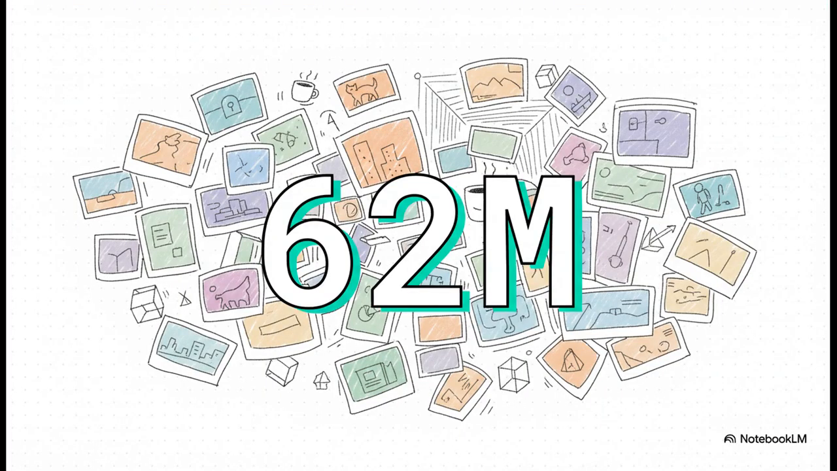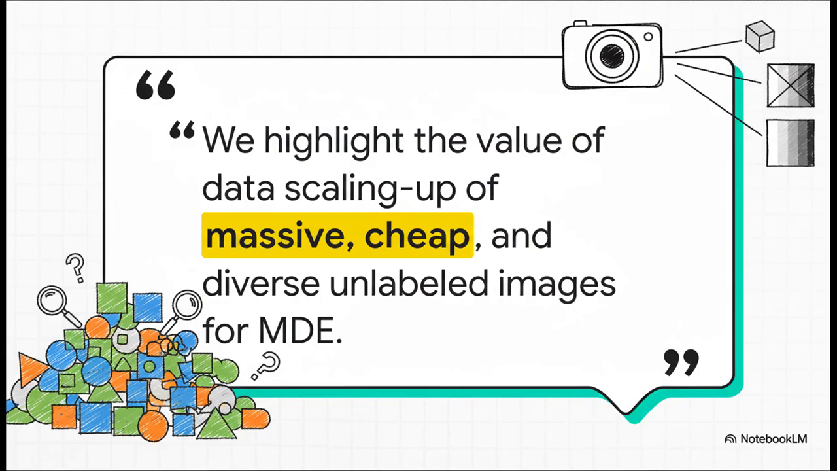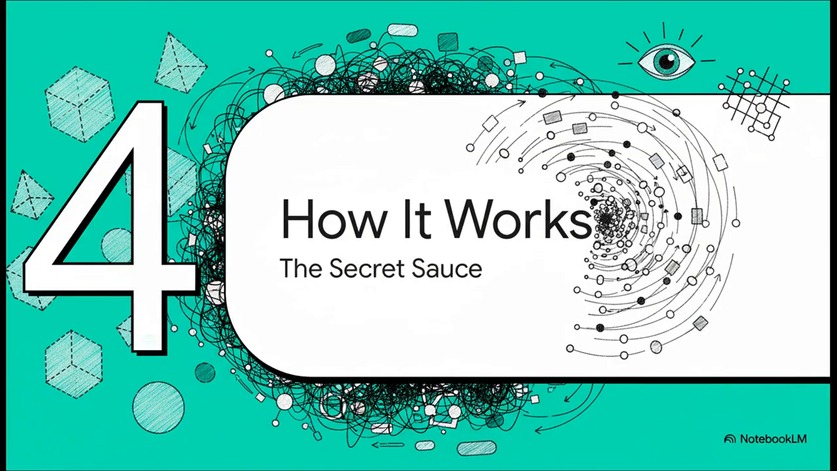Get this. They ballooned their dataset with over 62 million regular, unlabeled photos. We're talking random pictures from all over, stuff that's incredibly easy and cheap to get. This was a massive shift in scale, jumping from 1.5 million special images to a grand total of over 63 million. And the researchers said it best themselves. Their big aha moment was realizing the incredible power of just scaling up with massive amounts of cheap, diverse, unlabeled images. So, okay, that's the big idea. But how in the world do you make all that random data useful? This right here is the secret sauce.